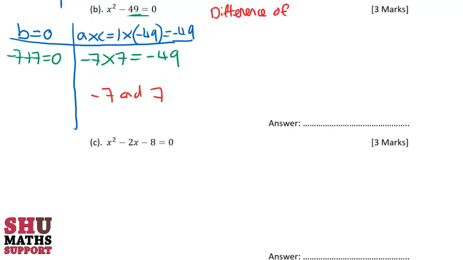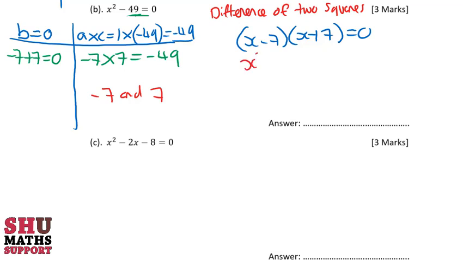And what it means is, when you put it into a factorised version like this, so we've got x minus 7 times x plus 7 equals 0, then if we were to expand that and have x squared minus 7x plus 7x minus 49 is equal to 0, the x terms cancel out because we've got minus 7x plus 7x, which is 0. So we're just left with x squared minus 49 is equal to 0.